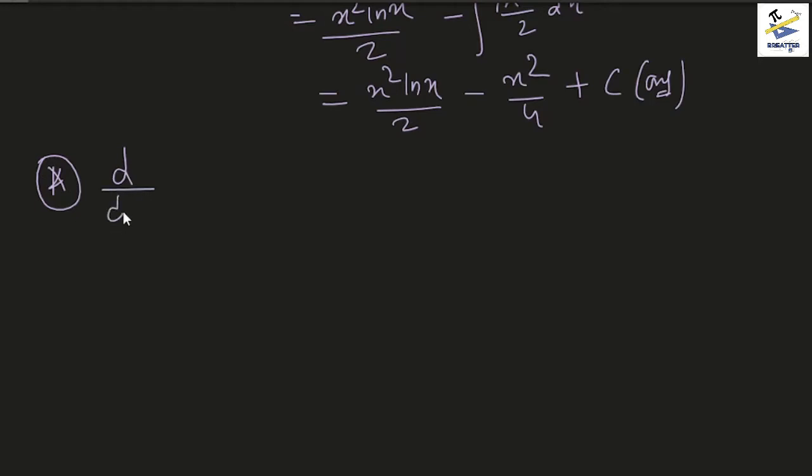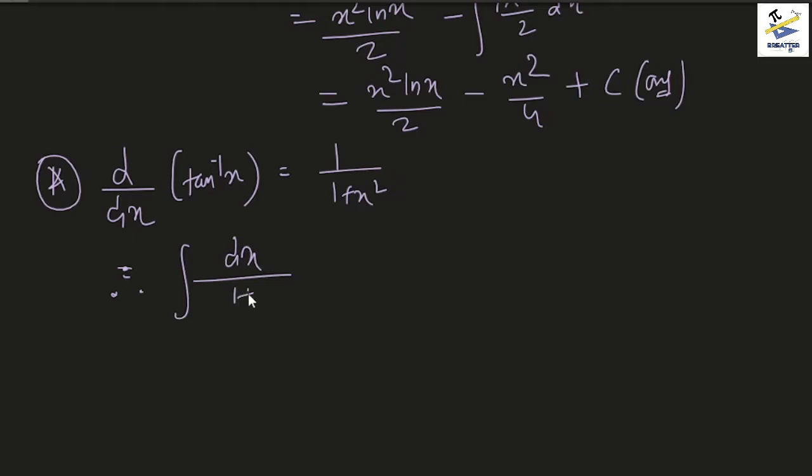For the next problem, what we need is this: d/dx of tan inverse x is equal to 1 by 1 plus x square. We are going to prove it, but first understand that since the derivative of tan inverse x is 1 by 1 plus x square, this also means that integration of 1 by 1 plus x square is equal to tan inverse x plus c. Okay, and how do we prove it?